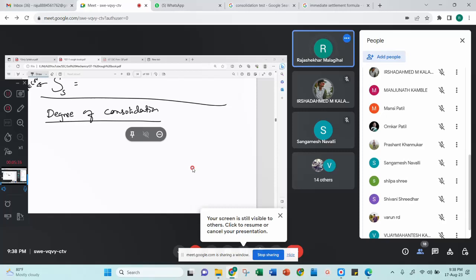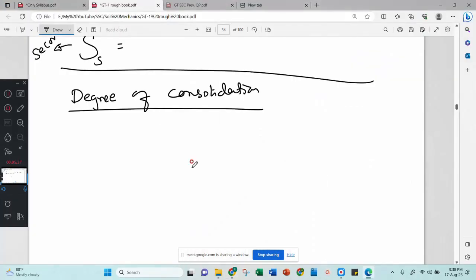What is the degree of consolidation? Degree of consolidation is a percentage of consolidation. Then what is consolidation? Expulsion of water. Then what is percentage of consolidation? Percentage of expulsion of water.